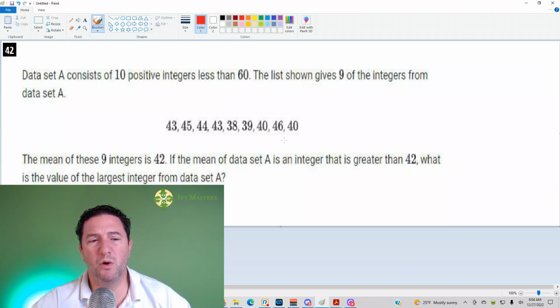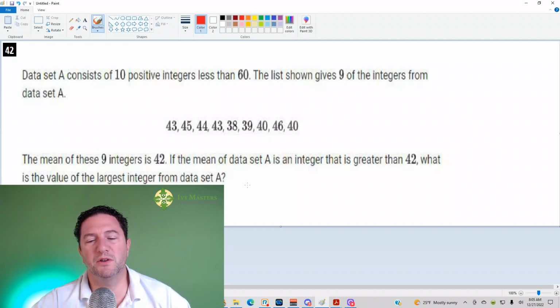So keep in mind, one of the integers is missing, and that integer has to be less than 60, because it says that there's 10 positive integers in dataset A. It goes on to say, the mean of these 9 integers is 42. So, okay. If we add them up and divide it by 9, we get 42. Great. If the mean of the data set A is an integer that is greater than 42, let's say like 43, what is the value of the largest integer in data set A?